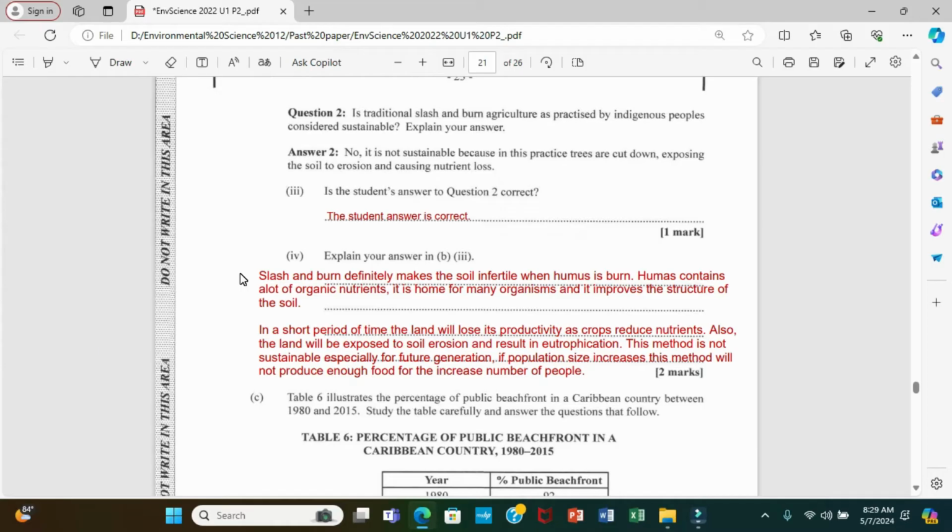Now, when the soil is sustainable, it will be able to maintain crop growth. Alright? And not just for the present, but for the future. So the method is not sustainable.